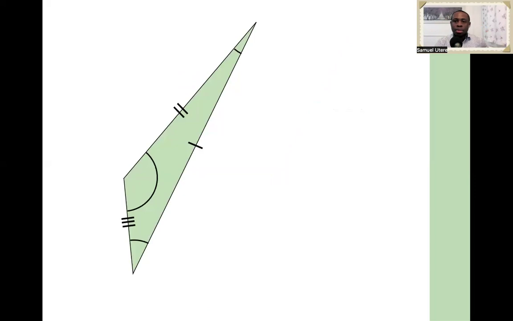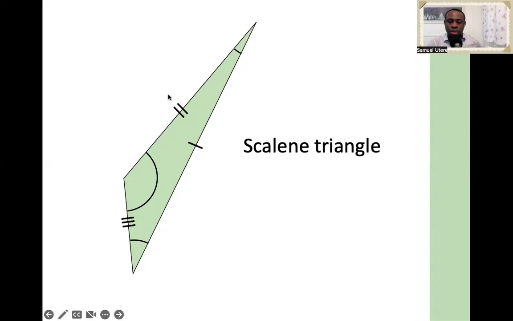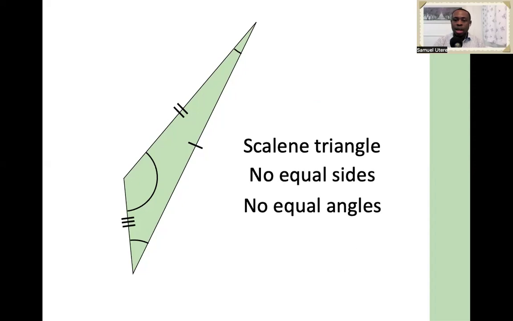Another triangle you should know of is what we call the scalene triangle. Notice that we have used different marks on all sides of the triangle. So that means for this triangle, all the sides are not equal. There are no equal sides and there are no equal angles.